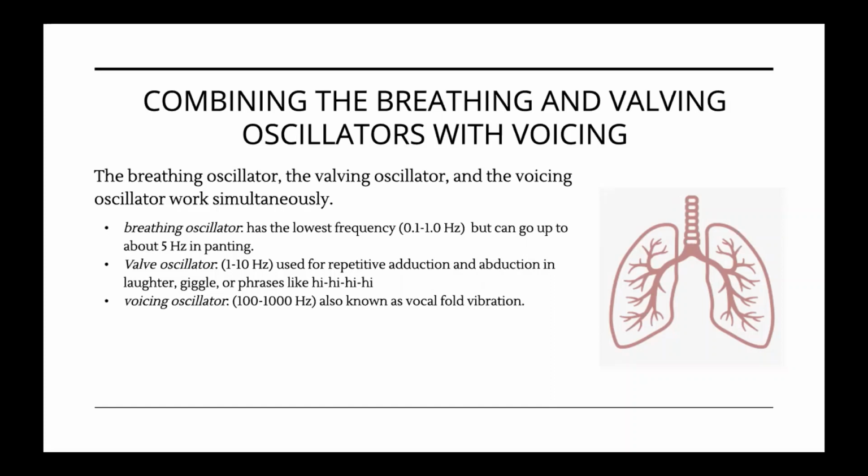The breathing oscillator has the lowest frequency, 0.1 to 1 Hertz, but can go up to about 5 Hertz in panting. The valving oscillator is typically between 1 to 10 Hertz, used for repetitive adduction and abduction in laughter, giggle, or phrases like he, he. The voicing oscillator is between 100 and 1000 Hertz, also known as vocal fold vibration, which is our fundamental frequency. If we include the pulse register and whistle register, the range can be as large as 1 to 5000 Hertz.